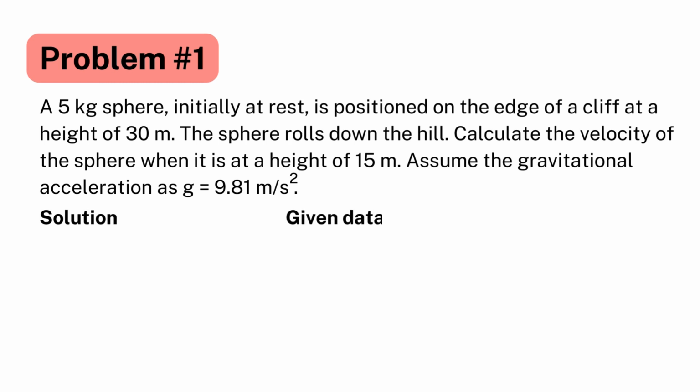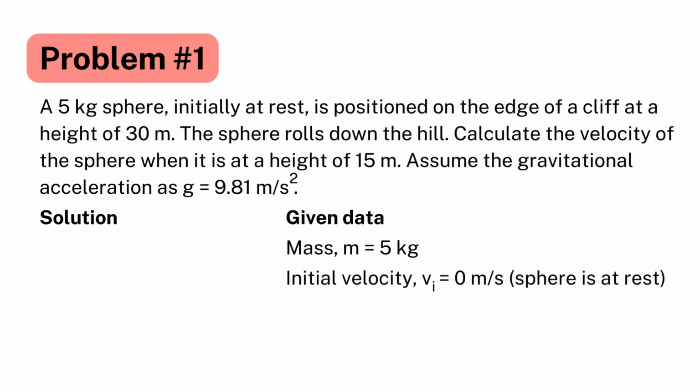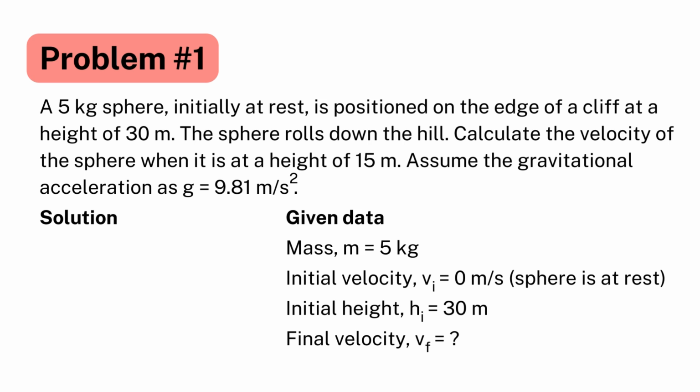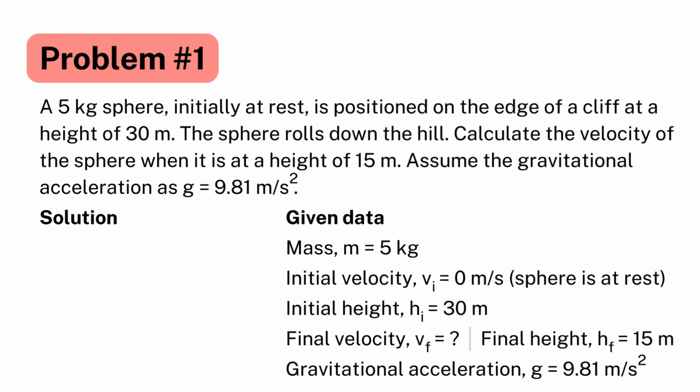The mass is given as m equals 5 kilograms. Since it is at rest, write the initial velocity as v initial equals 0 meters per second. The initial height is given as h initial equals 30 meters. We have to calculate the final velocity, so v final is equal to question mark, and the final height is h final equals 15 meters. The value of gravitational acceleration is given as g equals 9.81 meters per second square.